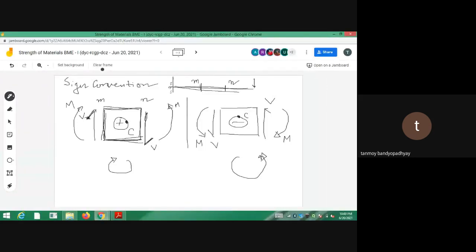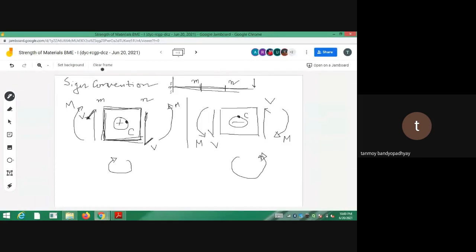Or you can state it like this: whenever the shear forces are trying to rotate the element in the clockwise direction, see that this is downward, this is upward, so the shear forces are trying to rotate the element in the clockwise direction. In that case, it is a positive shear force. And whenever the shear forces are trying to rotate the element in the anti-clockwise direction, that will be a negative shear force.